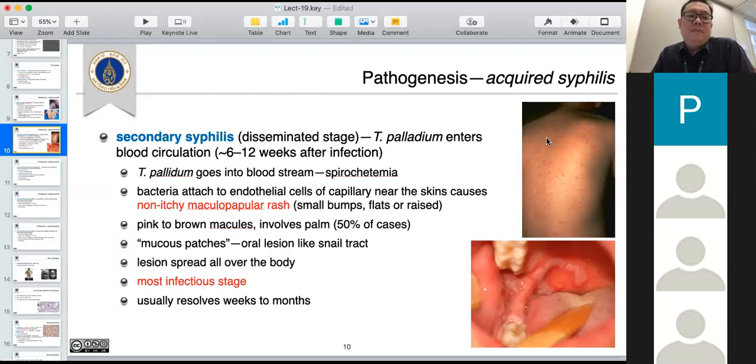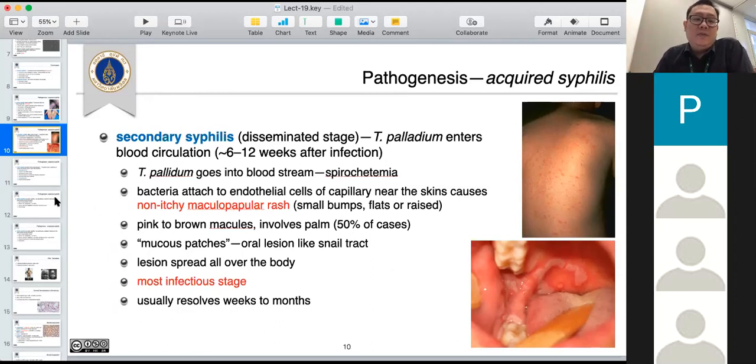Another symptom we call mucus patch. The mucus patch happens in the oral cavity, the oral lesion. It looks like this. This is the mucus patch. The lesion looks like a snail track. When a snail is moving, it leaves some track, the mucus track. This is the lesion of syphilis. And this state is the most infectious state. Well, usually the symptoms disappear in several weeks after you get symptoms, or a few months after symptoms happen.